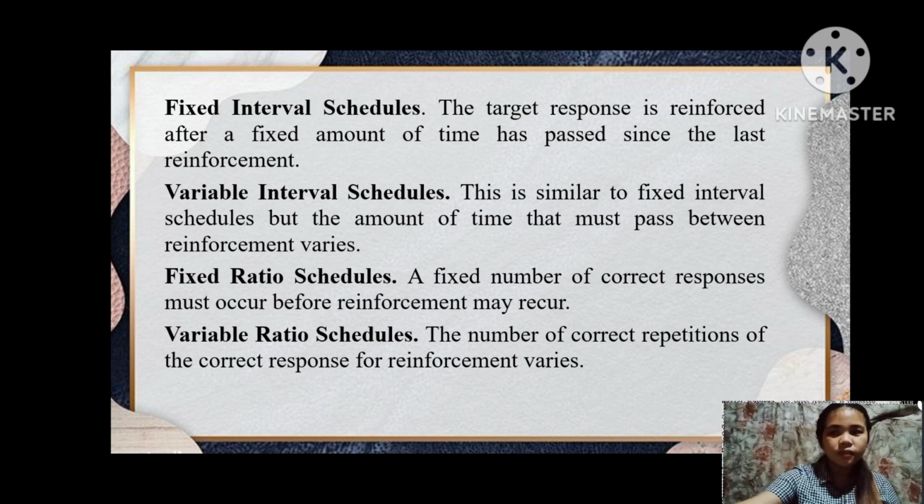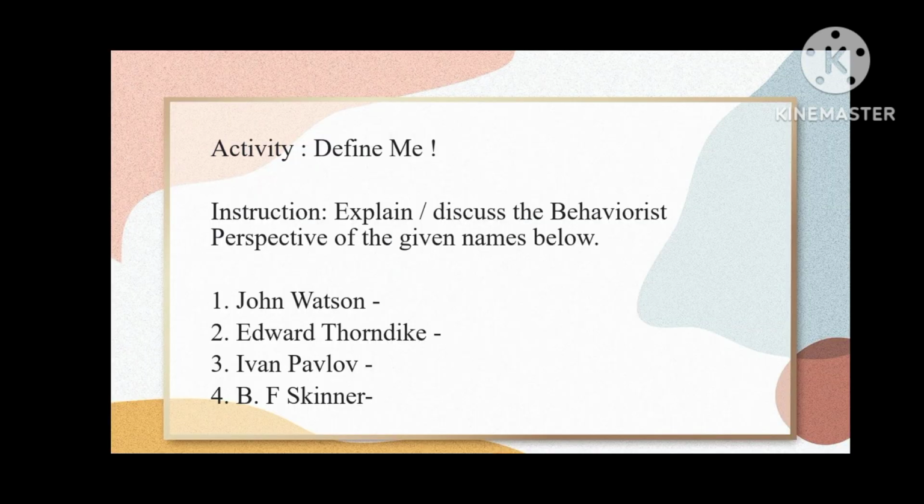Variable ratio example: the bird is given food after it presses the bar 3 times, then after 10 times, then after 4 times. So the bird will not be able to predict how many times it needs to press the bar before it gets food again. That is the example of variable ratio.